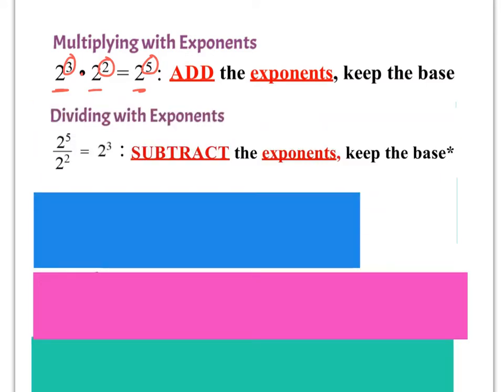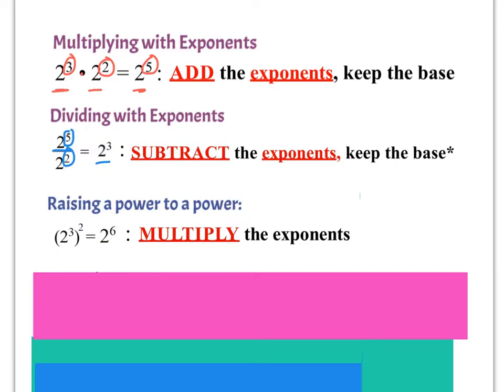With dividing with exponents, I'm basically doing the opposite. So I subtract the exponents. Again, it has to have the same base, and I keep the base. So 2 to the fifth divided by 2 to the second, I subtract 5 minus 2 and get 2 to the third power in simplified form.